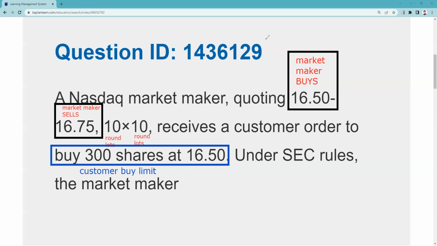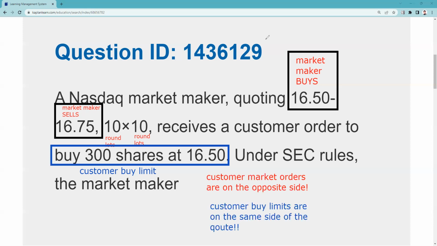The way Dean thinks about it is untestable. But when the customer's market orders are on the opposite side of the quote, the first thing you have to recognize here is that this is a limit order. And limit orders are on the same side of the quote. So here the customer wants to buy 300 shares. So now I'm going to display it. I'm going to update my display.